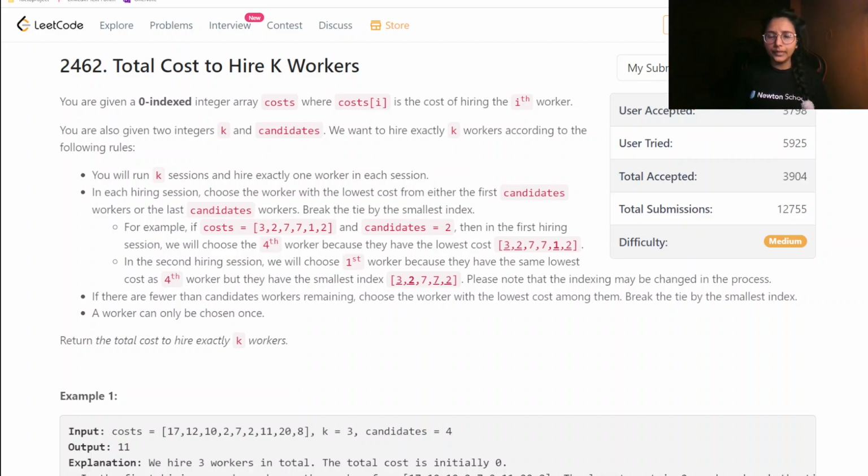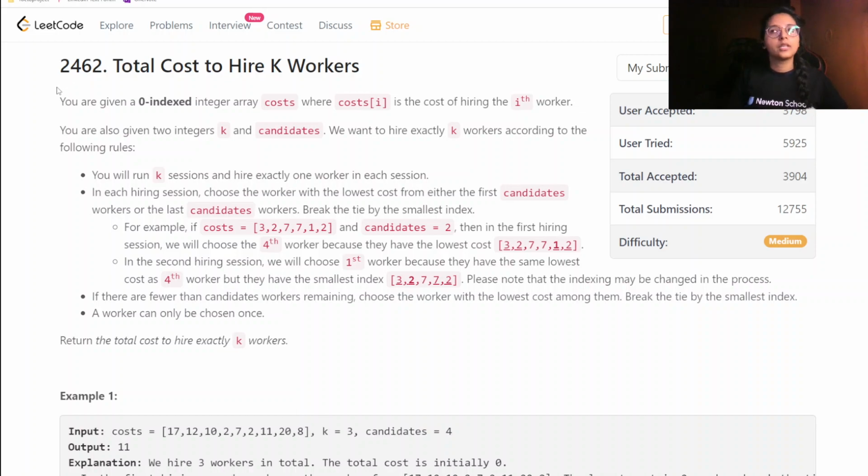So today we are going to do the LeetCode weekly challenge. Third question, total cost to hire k workers. First let us read this question, then the constraints, and then we will go ahead with the intuition for the same. And finally the coding and time complexity as well.